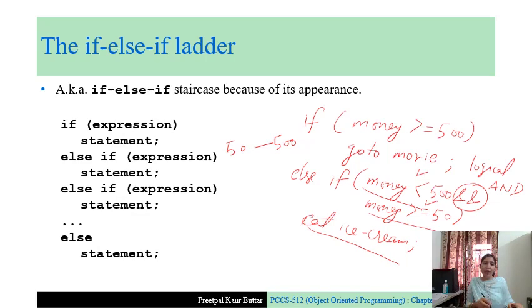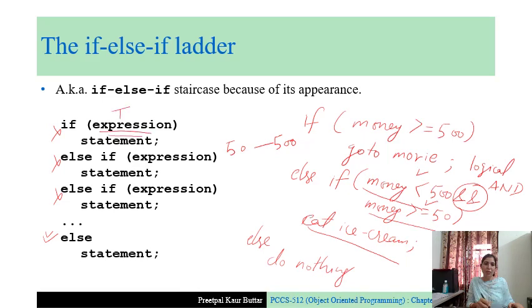And you can have as many else if statements as you want with their conditions. And at the end, when none of these conditions is true, this is false, this is false, and so on, when all these above conditions are false, at last this else will be executed. Else, do nothing.